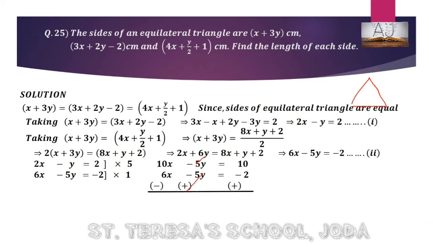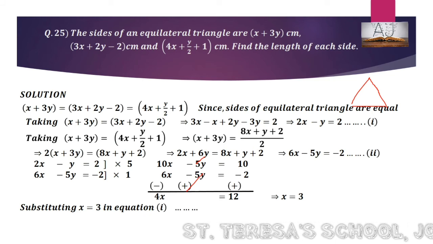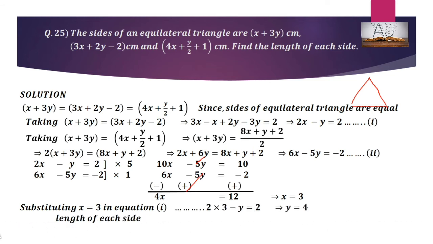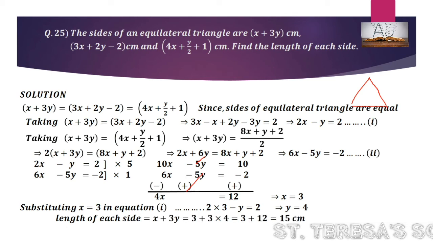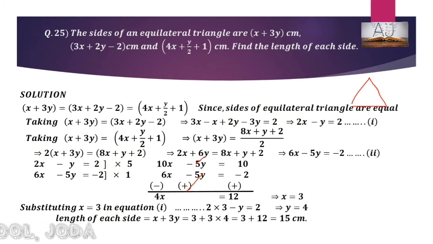So what we get? 10x minus 6x. So 4x is equal to 12 or x is equal to 3. And if you substitute, then you will get the value of y as well. So we get the value of y, and after that, all the three sides are equal. You can put this value in any one. So I'm putting in the first one and I get it as 15 cm.